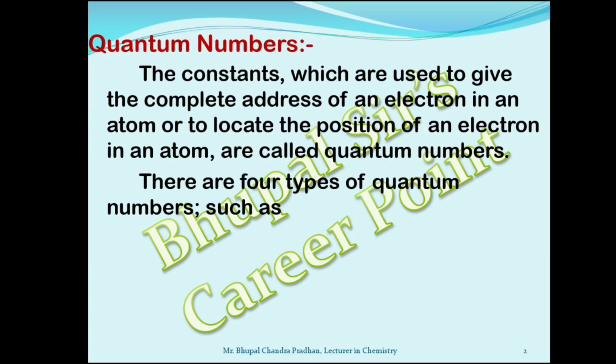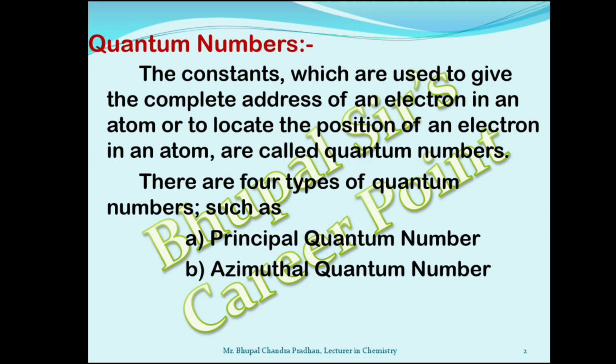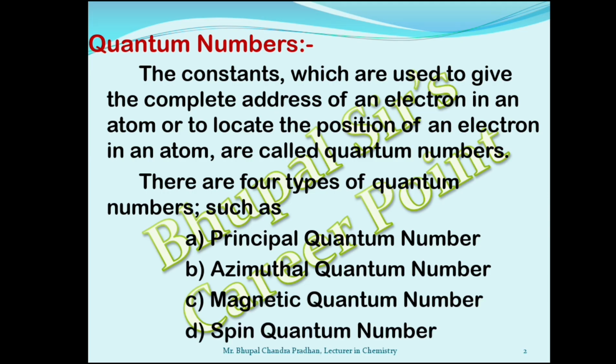There are 4 types of quantum number such as principal quantum number, azimuthal quantum number, magnetic quantum number and spin quantum number.